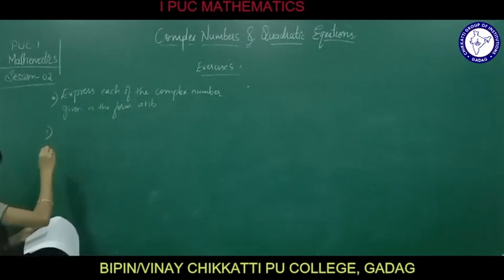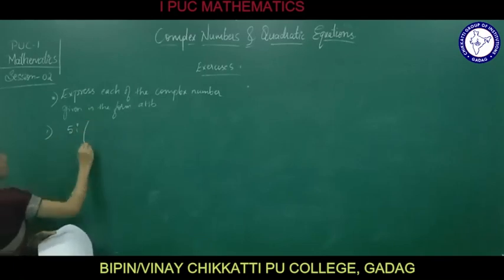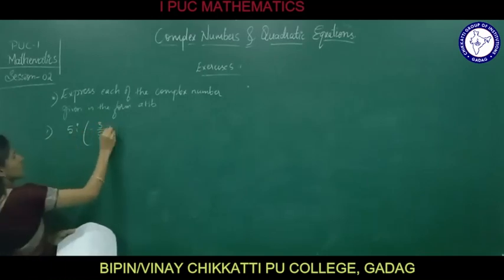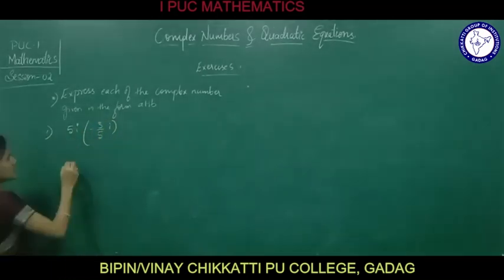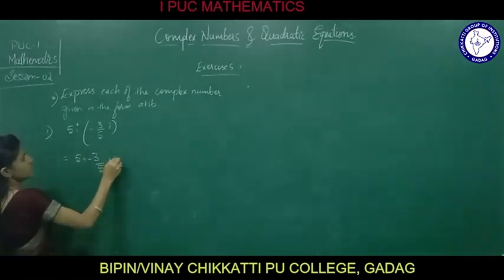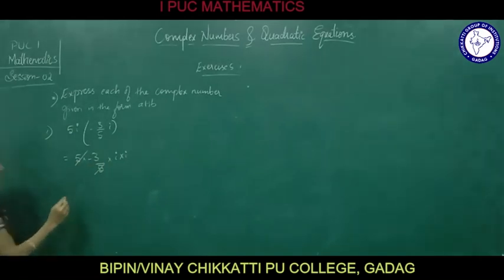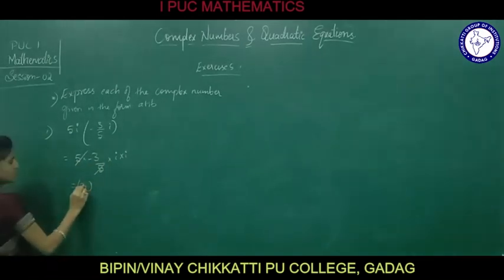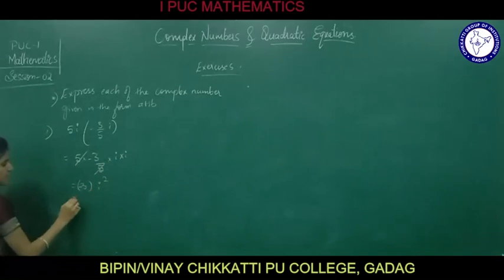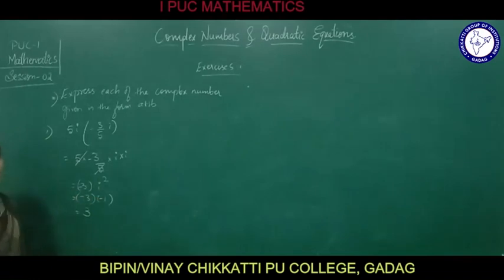The first one they have given is 5i into minus 3 by 5i. How can we simplify this? This can be written as 5 into minus 3 by 5 into i. So 5 and 5 get cancelled. We have minus 3 into i square, nothing but minus 3 into minus 1, which equals 3.